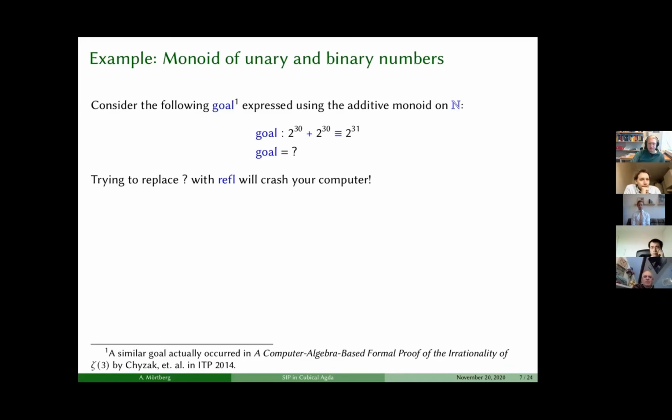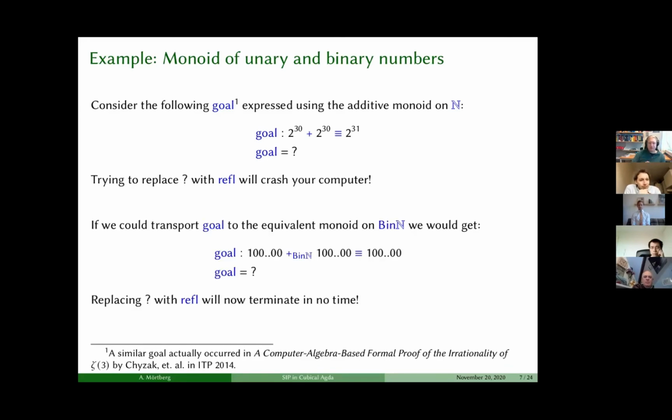So what we really want to do to solve such a goal is to somehow transport it to the monoid structure on binary numbers, to be expressed using the monoid structure on binary numbers, and get a goal that looks somehow like this. So you have 1 followed by 30 zeros, plus, which is the binary plus for binary numbers, 1 followed by 30 zeros equals 1 followed by 31 zeros.